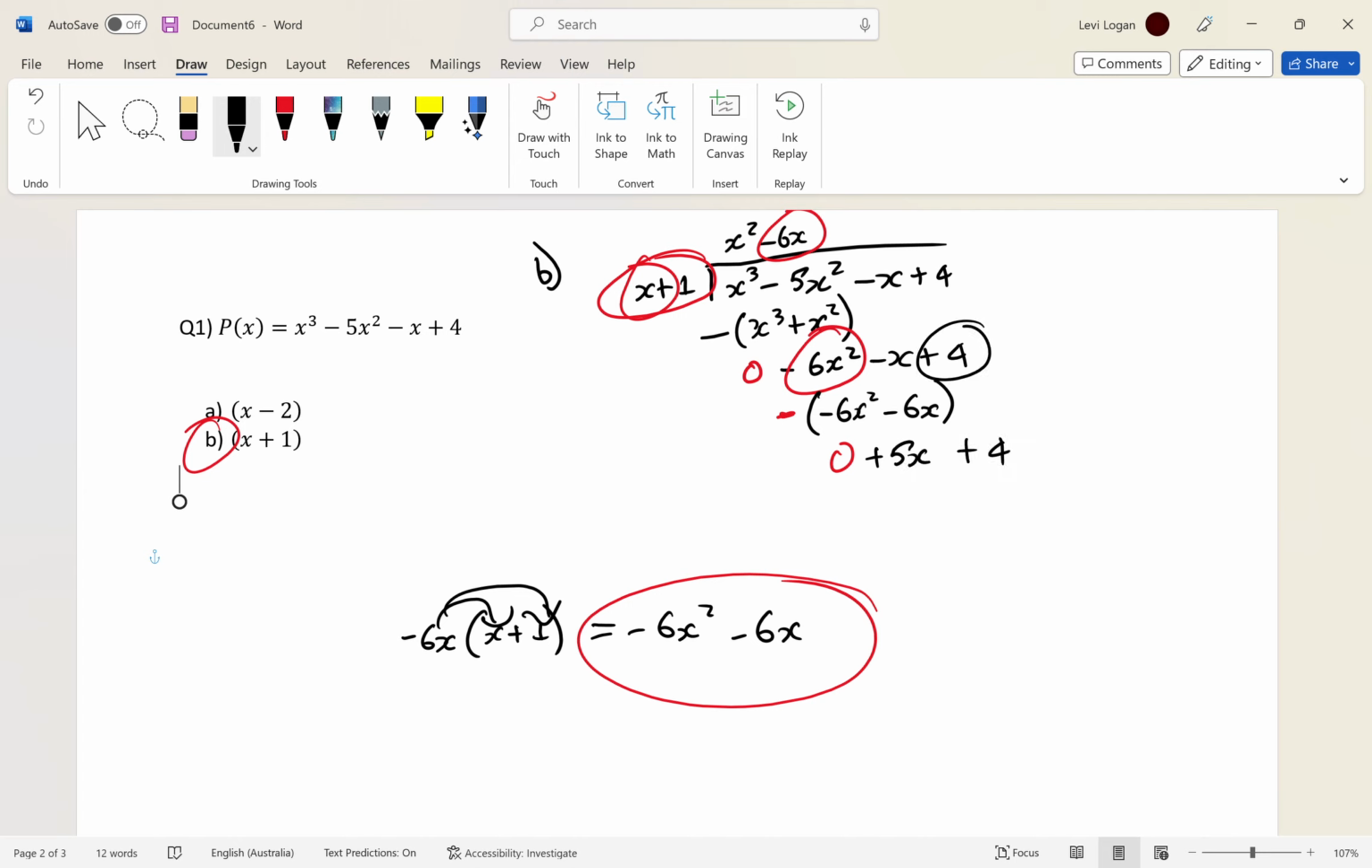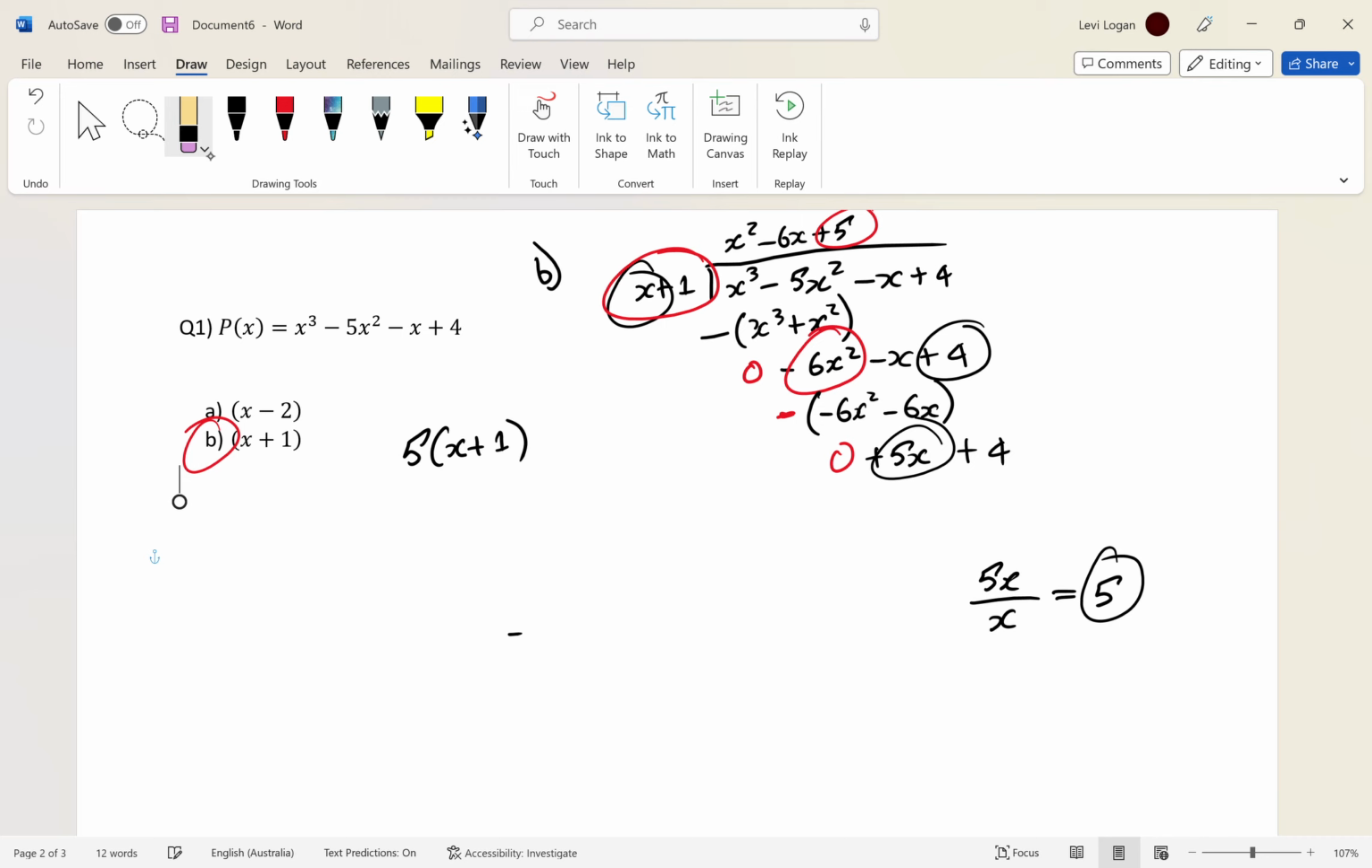Now we're going to repeat the same process again, right? So whatever we have here divided by whatever's here. So 5x divided by x is equal to 5. Place whatever we have here up here, plus 5. Then whatever we have up here, multiply it by this. So you go 5 multiplied by x plus 1. So we're going to have 5x plus 5. And then whatever we have here, we're going to place it here. So 5x plus 5, and we're going to subtract it.